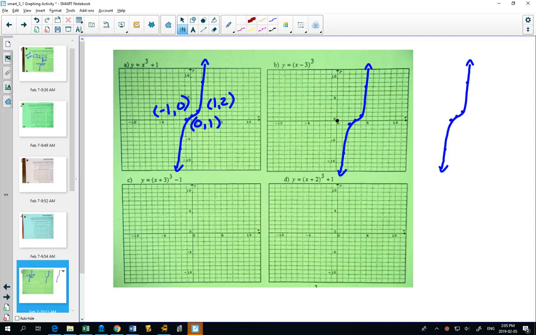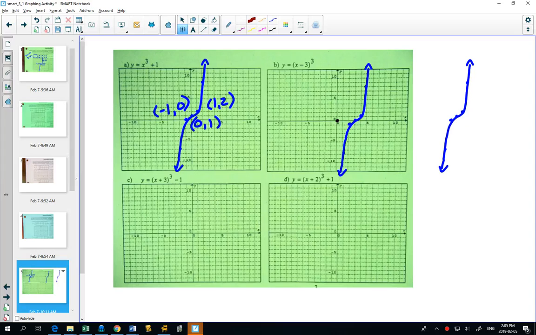So anything that's inside the brackets, when I'm going to be talking about language of stuff inside of a function and outside of a function, the plus 1, I would say, is outside of the function because it happens after the x cubed. Whereas that minus 3 happens inside of the function because it's inside brackets and it's getting cubed as well. Anything that happens inside of the function moves it left and right. Anything that happens outside of the function moves it up and down. And anything that happens inside of the function goes in the opposite direction of the sign inside.